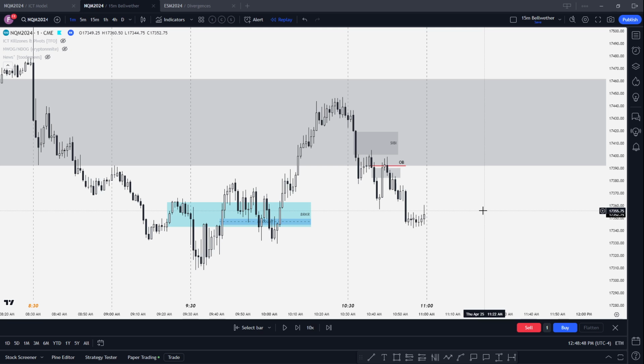Wait for a 15-minute fair value gap to be filled. Drop down to your 1 minute. Look for your change in state of delivery entry types. Target 20 points. There's your whole thing.